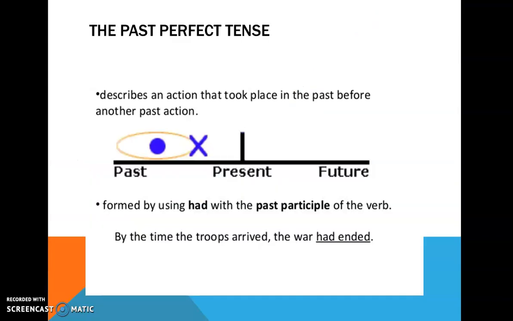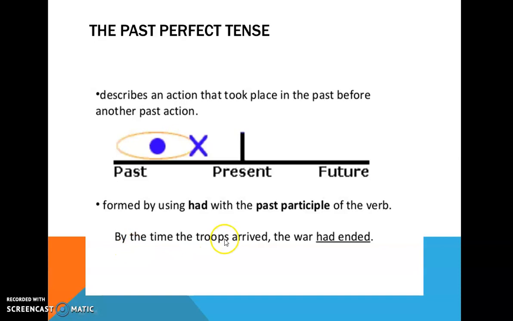Today's class is very simple. We are going to talk about a specific tense. This is the past perfect tense, okay? It's used to describe an action that took place in the past before another past action. What is this? So, we are going to express two actions that happened in the past, but one action happened first than the other one, okay? We are going to illustrate this example.